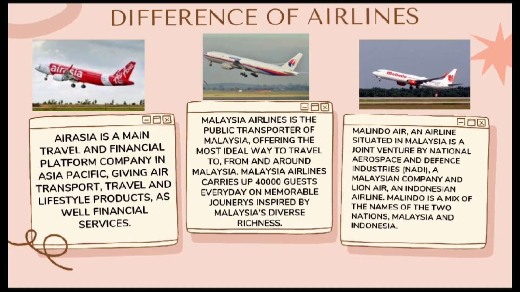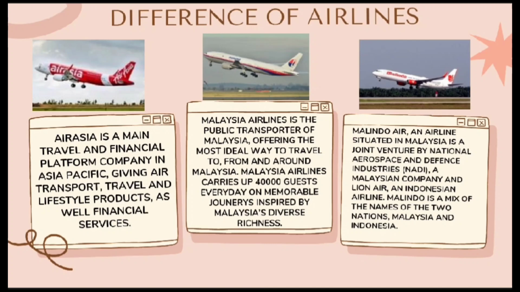REJISHA is a main travel and financial platform company in Asia Pacific, giving air transport, travel, and lifestyle products as well as financial services. Malaysia Airlines is the national carrier of Malaysia, offering the most ideal way to travel to, from, and around Malaysia. Malaysia Airlines carries up to 40,000 guests every day on memorable journeys inspired by Malaysia's diverse richness.